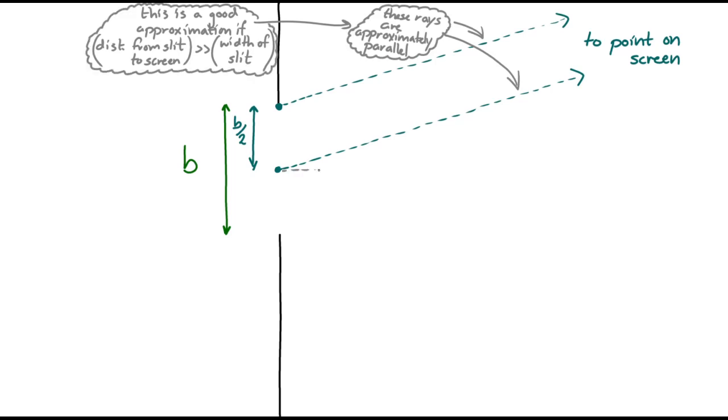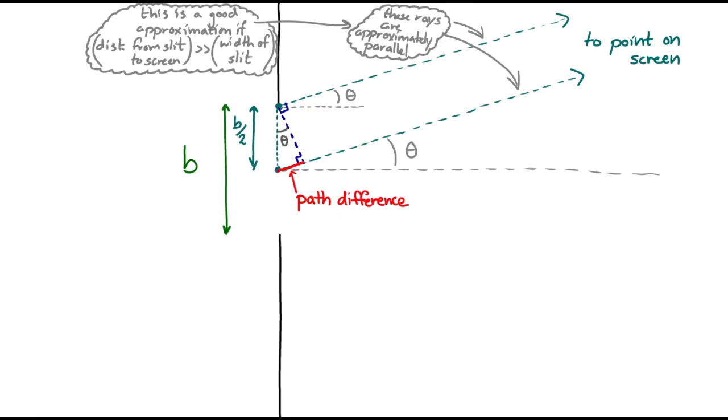Here's our angle theta, and I'm going to draw an additional line right here. This line is perpendicular to the two rays, and if I do that, here's our angle theta again. And furthermore, this little distance is the path difference. Okay, look right here. That's a triangle, and furthermore, it's a right triangle. So I'm going to write that the sine of theta is equal to the path difference divided by b over 2, right? Sine is opposite over hypotenuse. Opposite the angle is the path difference, and the hypotenuse is b over 2.